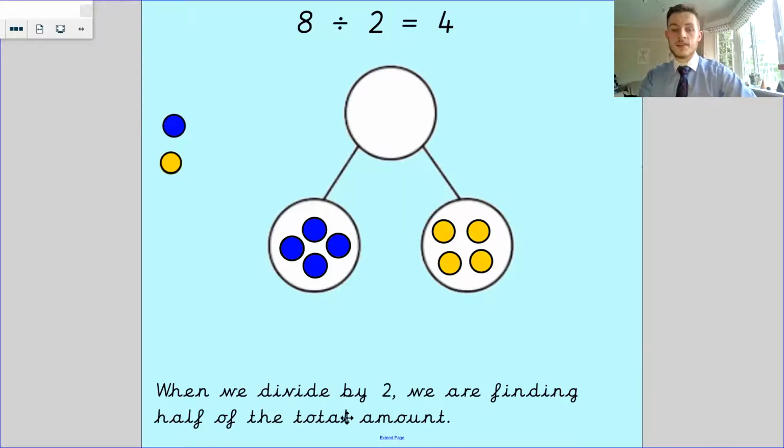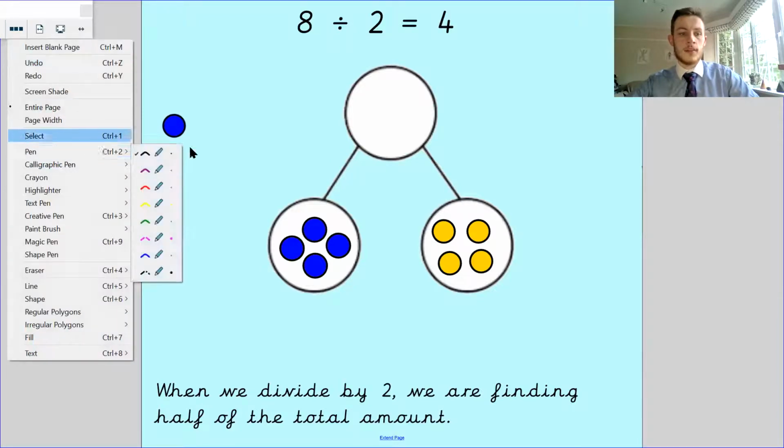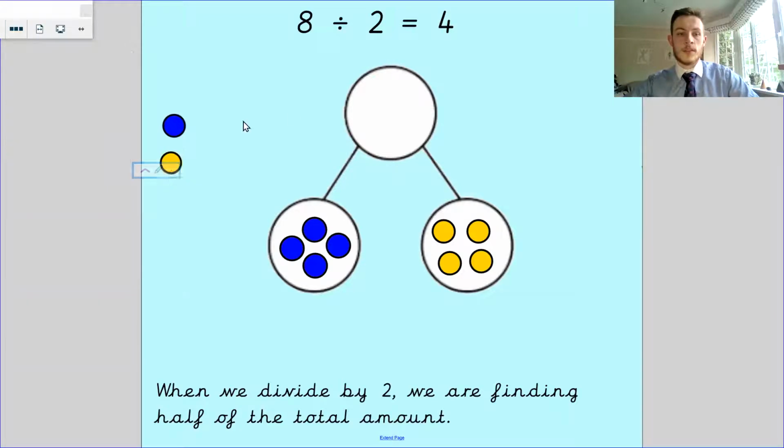When we are dividing by 2, we're finding half of the total amount. So you can see here, I've got 1 group, another group, and that's my whole, isn't it? I've got 1 part and another part. So you can almost imagine that my 2 parts is this number in the middle. I've divided by 2. I've got 1 group here. So how many groups? I've got 2 groups.